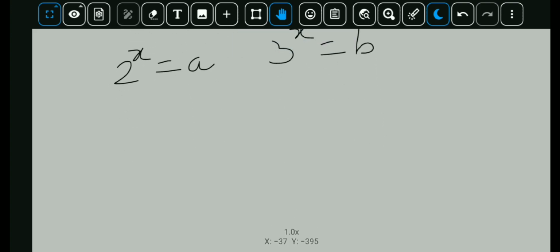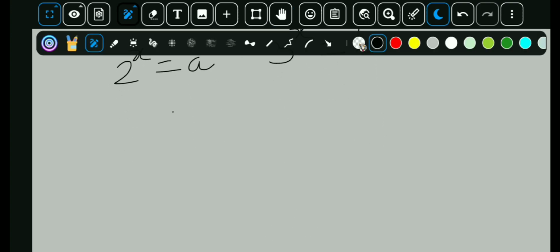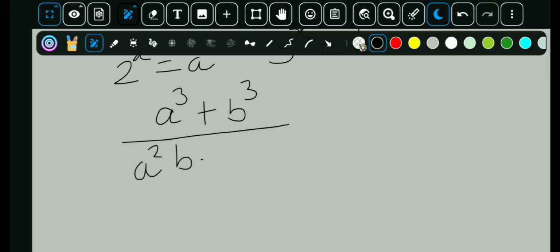So now writing the question in terms of the values which we have assumed, 8 raised to the power x is equal to a cube and 27 raised to the power x is equal to b cube. Further below is 12 raised to the power x, so 12 is equal to 2 square into 3. Now 2 raised to the power x is equal to a, so it will be a square into b. And 18 is equal to 2 into 3 square, and 3 raised to the power x is b, so it will be a into b square.